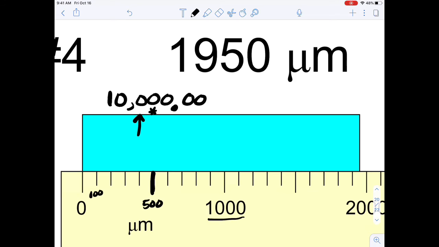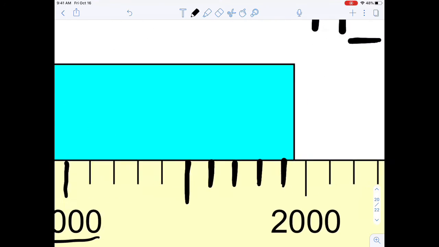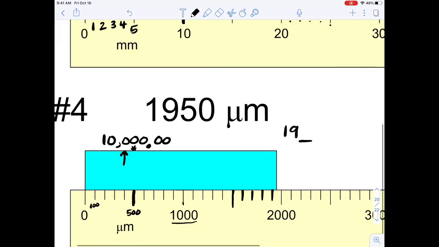If I take a look at my measurements, I know that this is 1,000, this is 1,500, 1,600, 700, 800, 900. So 1,900 I know for sure, and I'm going to be estimating this digit. It looks to be about halfway between 1,900 and 2,000. So I'll put a 5 there, and then I need that placeholder 0. And then the unit, micrometers.